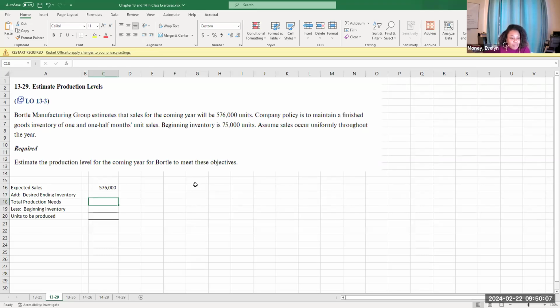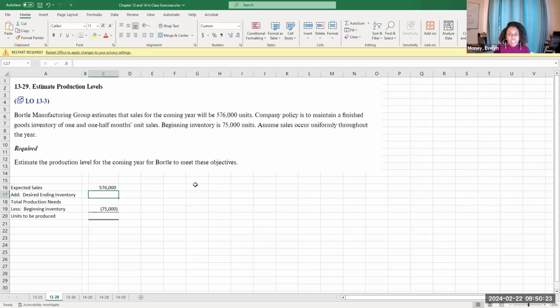Desired ending, that's not explicitly given to me, so I'm going to come back to that one, because beginning is right there for me. I like to fill in what I know, which gives me confidence as I move forward. So I know I subtract beginning inventory. Let me see what they say again about desired ending inventory.